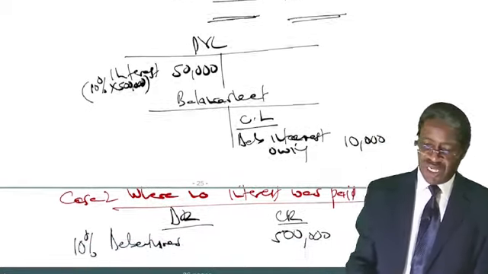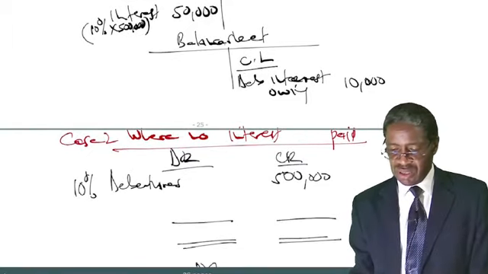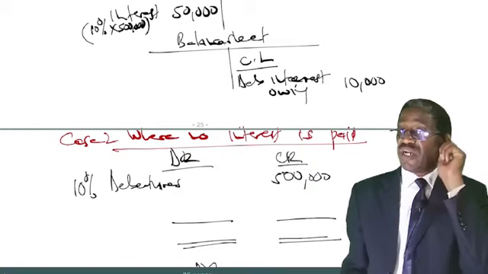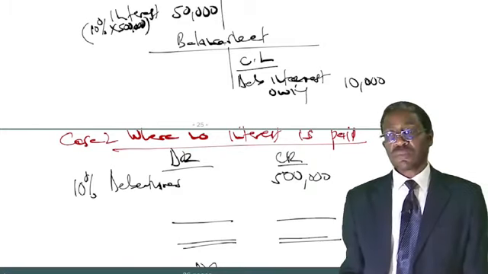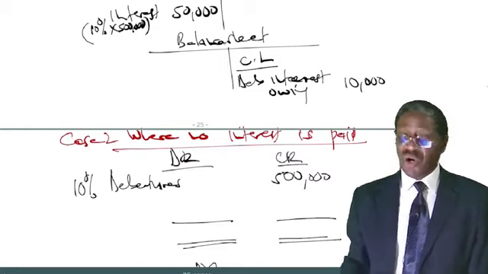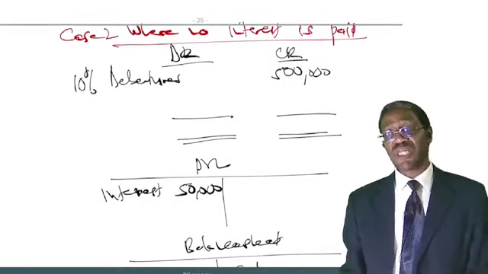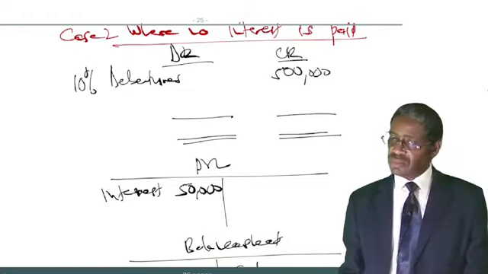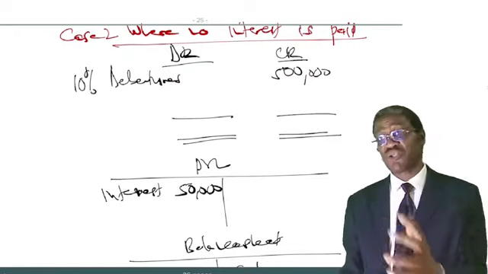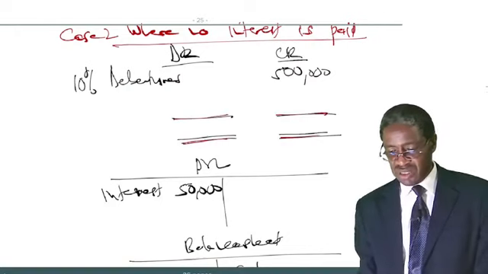So for those who are through, write case 2, where no interest is paid. Then you can show again as if you are preparing that trial balance. In that trial balance, you have a 10% debenture, again amounting to 500. Then you show like you're closing that trial balance.